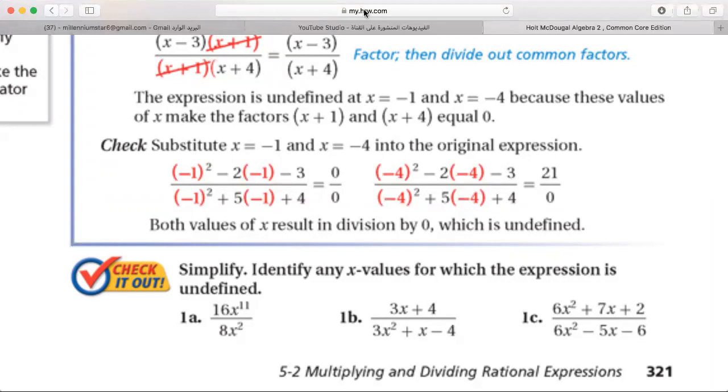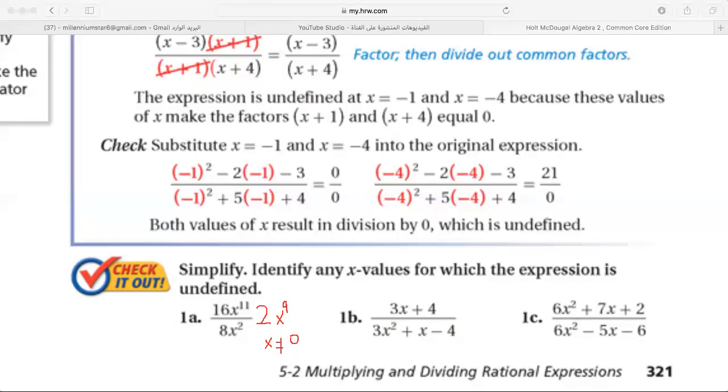So how I'm going to write it? It will be like this: 2x to the power 9, where x is not equal to 0, because the expression will be undefined if x is equal to 0. Okay, girls?